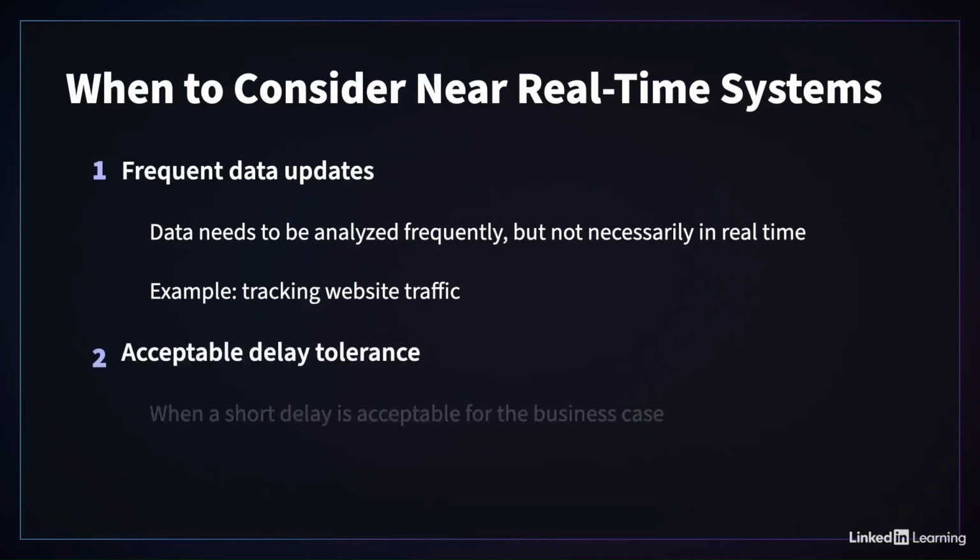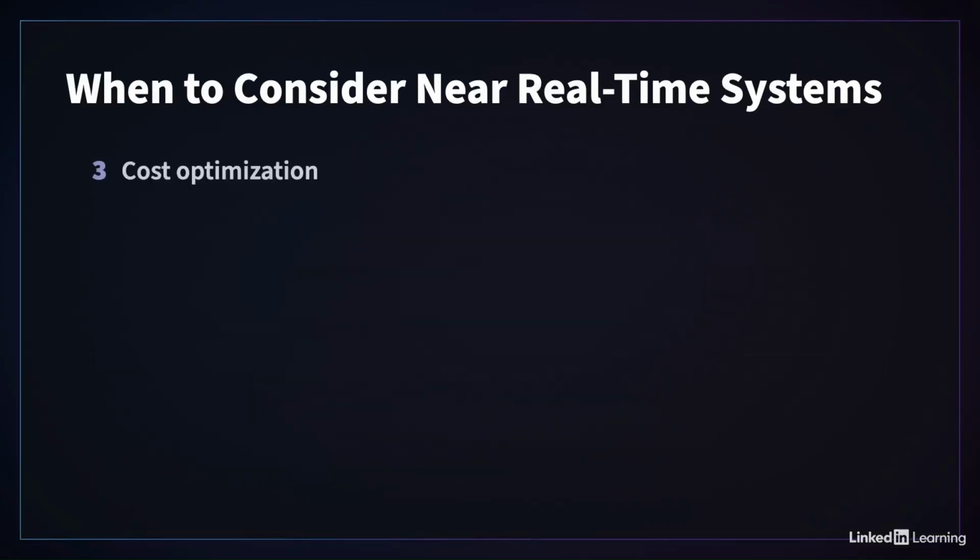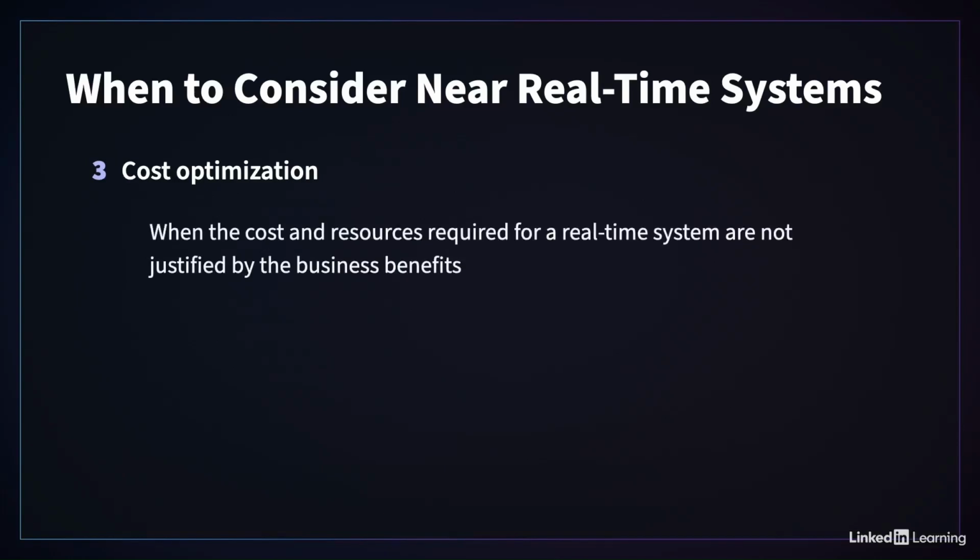Another situation is where the given delay is acceptable for your business case. Popular item recommendation is a good example. You might recommend items that were popular on your platform within the last hour or so, instead of knowing what's being sold right now. Cost optimization is another factor to consider. If the cost and resources required for a real-time system are not justified by the business benefits, near-time processing can typically be a more cost-effective solution.